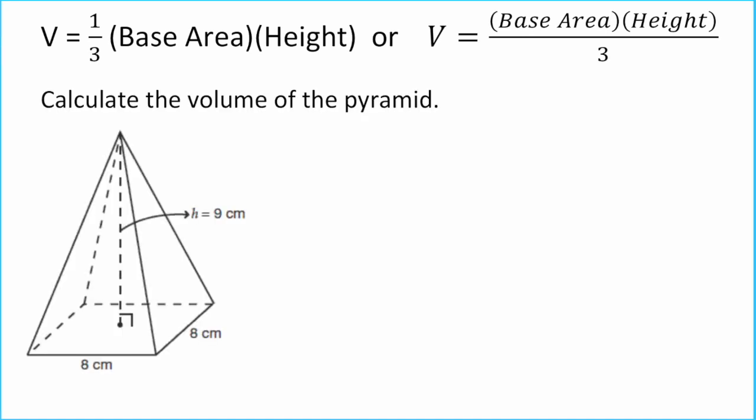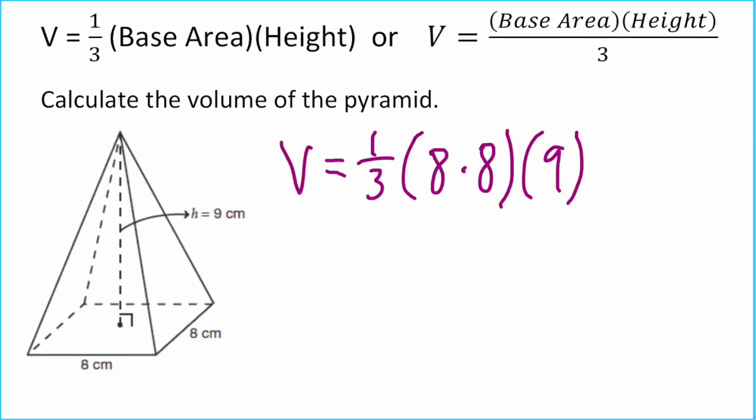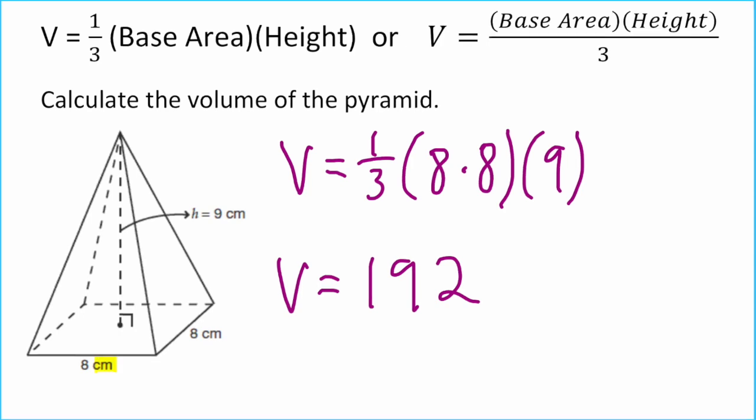So here's our first problem. We're going to calculate the volume of this pyramid. So our volume is going to be 1/3. The base of it is 8 by 8, and the height is 9. Now we just simplify this, and we're going to be left with our answer of 192. So what kind of units? Well, look at the markings on the diagram. What happens when we go centimeters times centimeters times centimeters? That would be centimeters cubed.